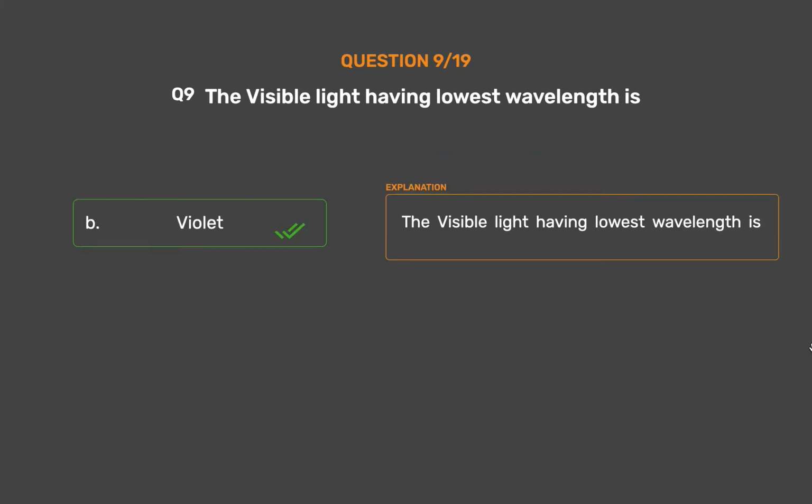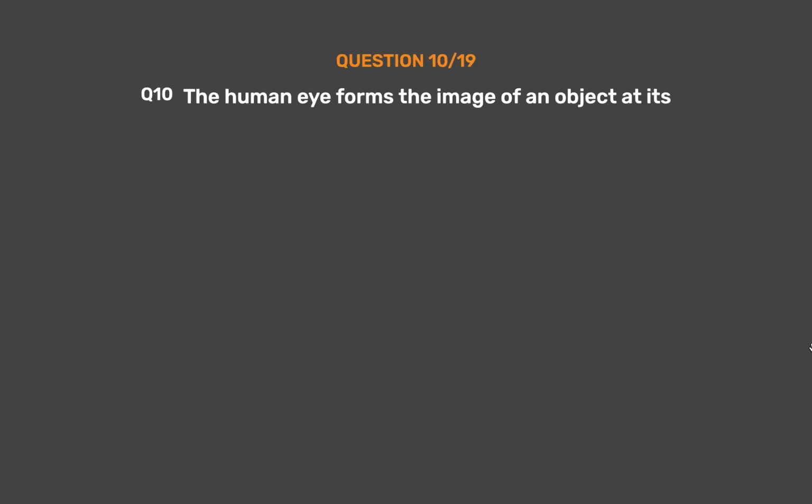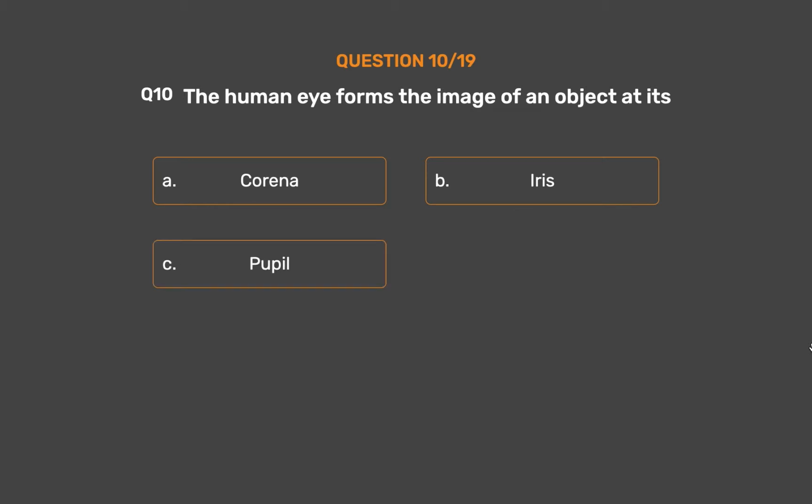Question number 10. The human eye forms the image of an object at its option A, cornea, option B, iris, option C, pupil, option D, retina.